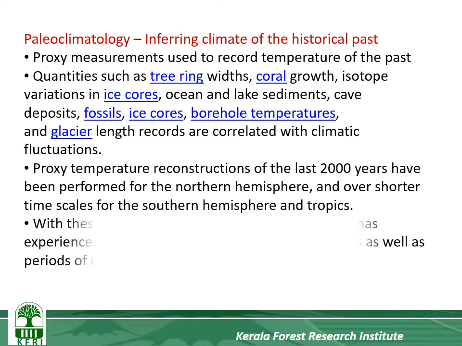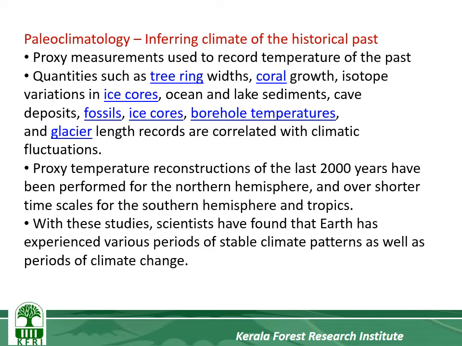And with these studies, scientists have found that Earth has experienced various periods of stable climate patterns as well as periods of climate change. So exactly speaking, it is paleoclimatology which has shown us the way or given us the clue that a very serious climate change has occurred from the past. So this is a branch which is very well developed now, and a lot of investigations are going on into the climate of the past.